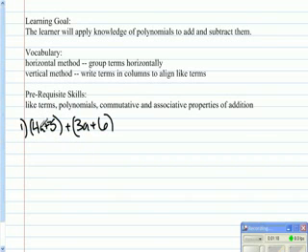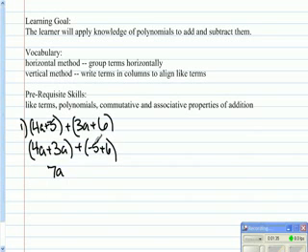If you remember like terms, the 4a and 3a are like terms because they have the same variable to the same power. So I can put those together and I'll be able to add them. And then the negative 5 and the positive 6 would also be like terms, so I can add those. 4a's and 3a's becomes 7a, and negative 5 plus 6 is positive 1. Okay, that's all you have to do.